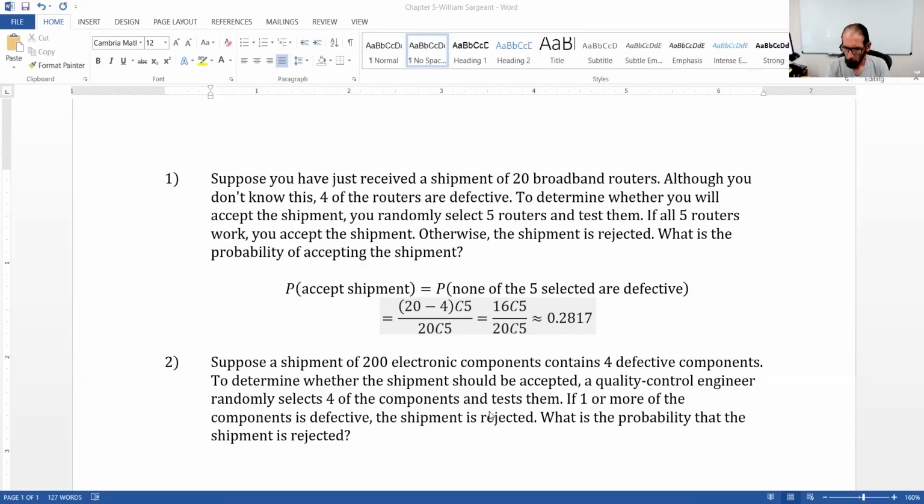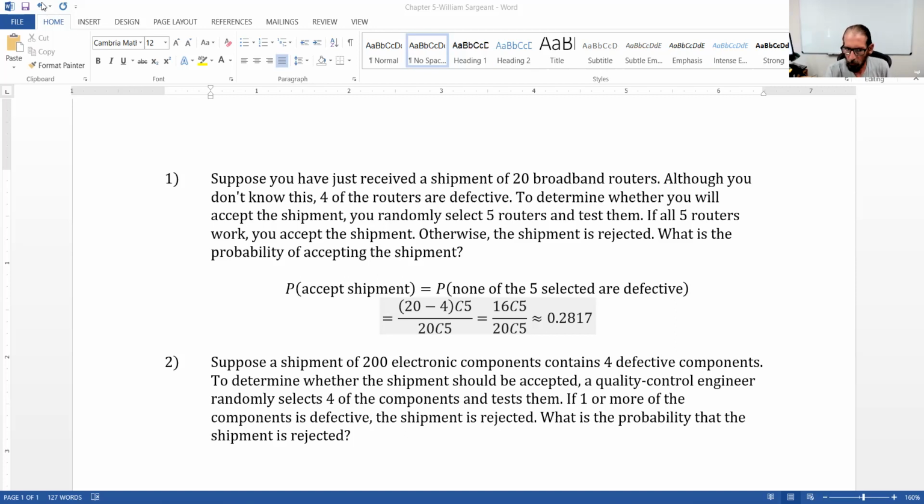This question has some similarities and some differences with the previous question. More is being sent, and we've got the same number that are defective. However, fewer items are being randomly selected to test whether or not the shipment should be accepted or rejected. And finally, we're asked for the probability of rejecting the shipment instead of accepting it.